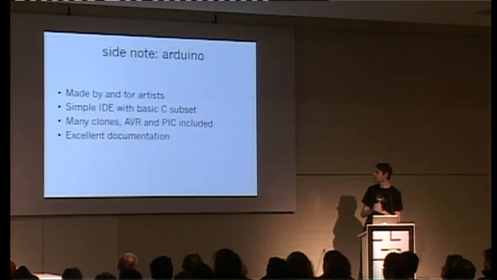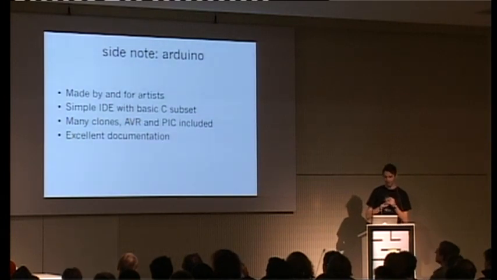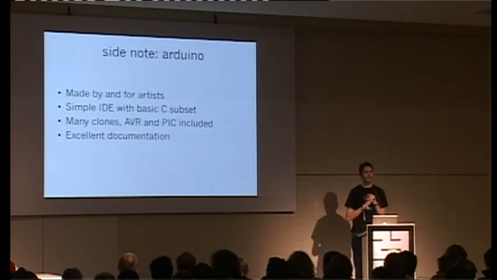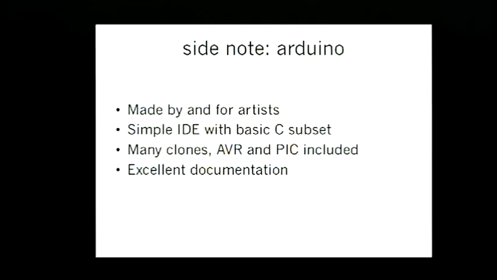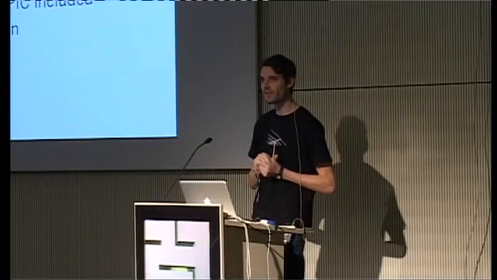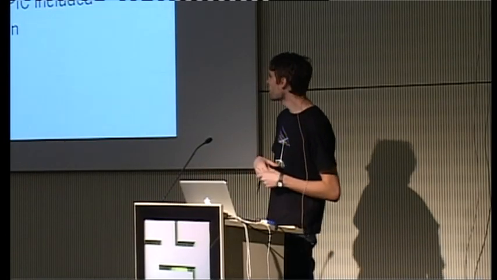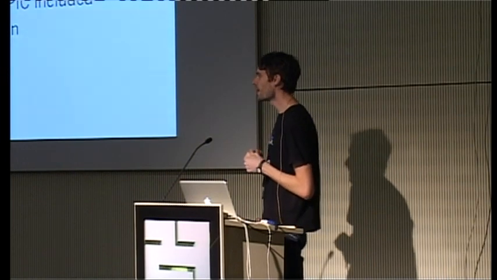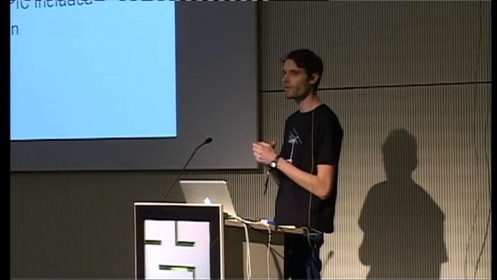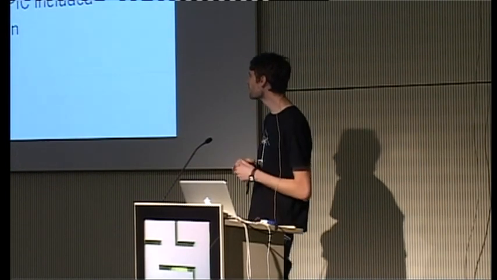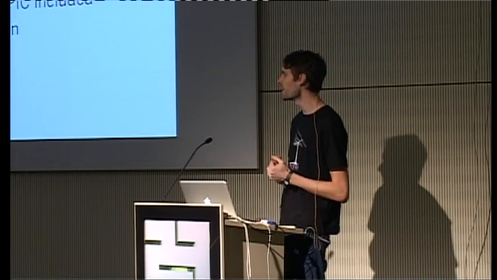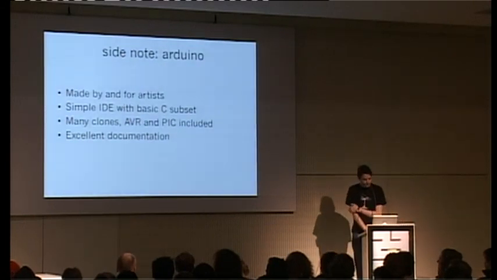So Arduino, I think, is probably better covered in another talk that someone else is doing. But I just want to point out that originally it started from Wiring, which was made at MIT. It's another prototyping board. And then some Italians came along and made Arduino, which was a completely open source clone of it. And it's now used, I think most industrial design schools that I visit, a lot of the students use Arduino. It's a very simple IDE. It has a full C subset, but it's very well documented for a small basic subset of C. There are many clones that work with AVR and PIC, and there's excellent documentation.